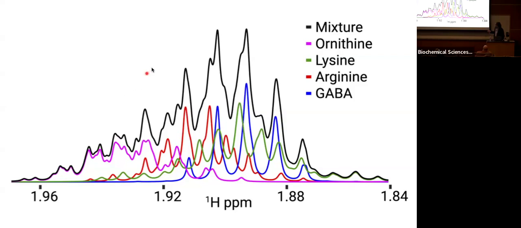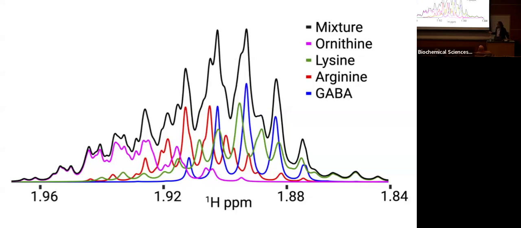So here we have the actual spectrum, shown in black, for one of the samples that I highlighted on the last slide. And then these are compounds that Chris put in a simulation that make up this sample, so we know what they are in this case. This black is made from the summation of all of these different compounds, ornithine, lysine, arginine, and GABA in this case. So you can see the amount of overlap in here is pretty tremendous.